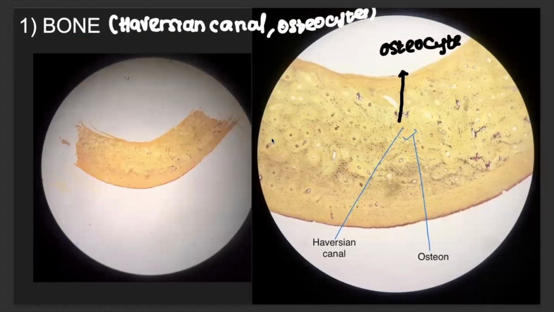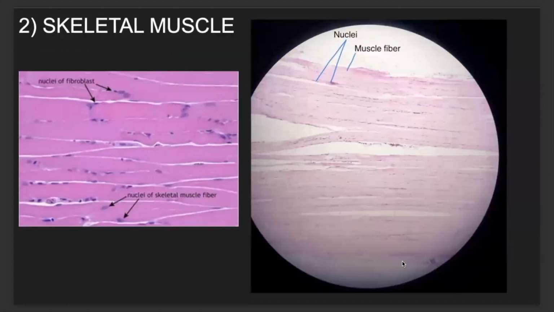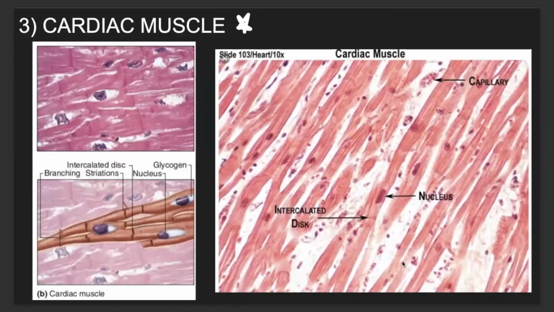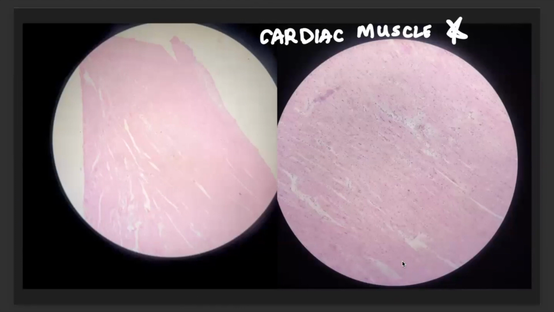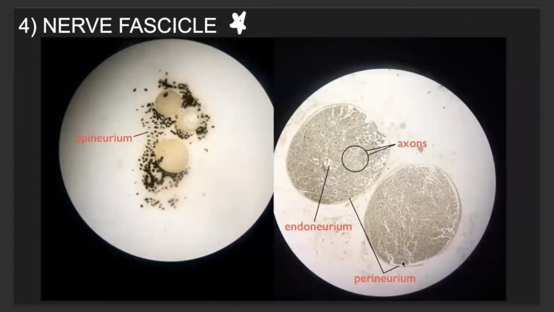Most important thing here we have to know is that there's canals within the bones, Haversian canals, and they're surrounded by osteons. Skeletal muscle, this is how skeletal muscle looks like. Cardiac muscle, on the other hand, has a lot of nuclei. Nerve fascicles.